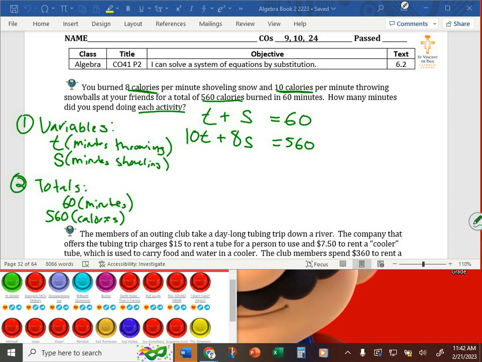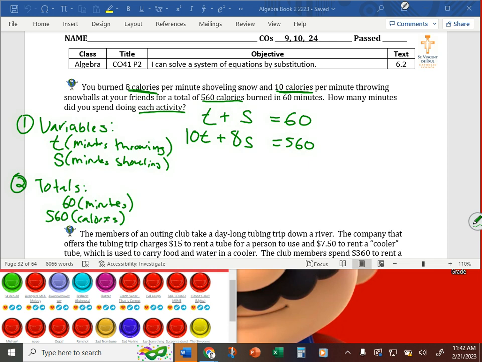Does it matter which one's first? It does not matter the order. You could write S plus T. You could put T plus S and then 8S plus 10T. I kept them lined up just for the seeing it, but no, it does not make a difference what term comes first. Okay? But now we've got the system.